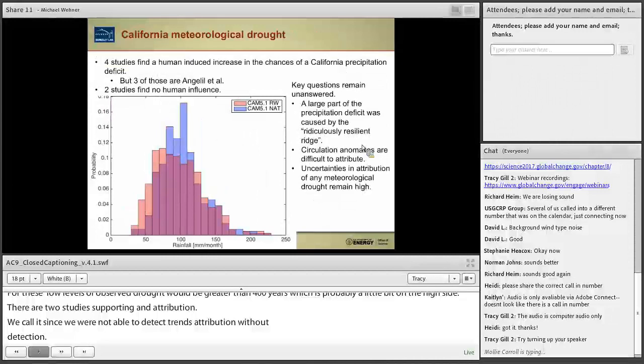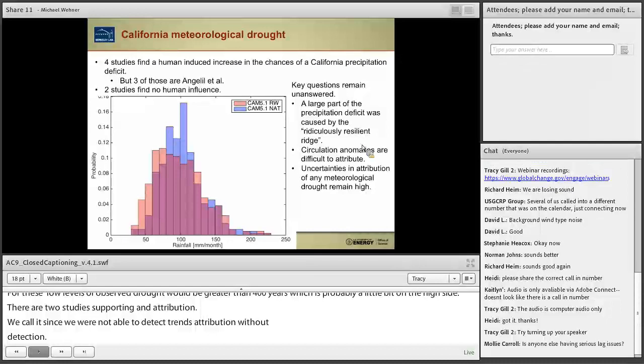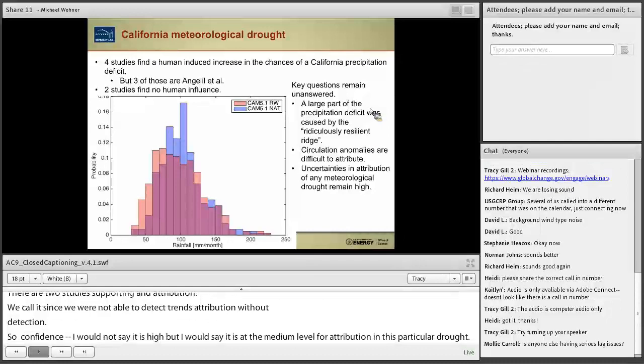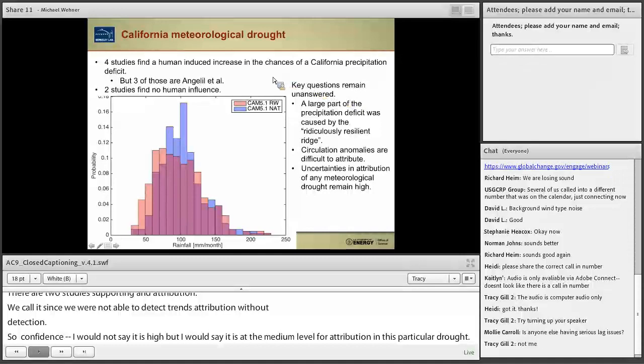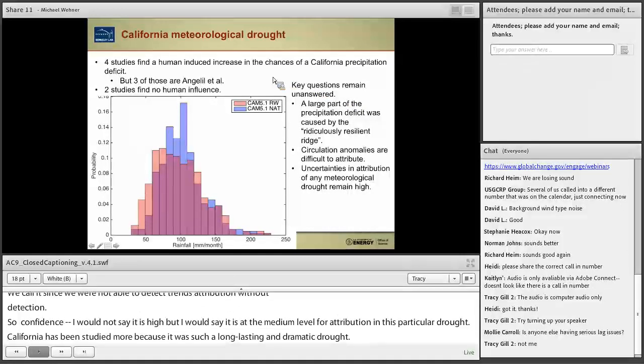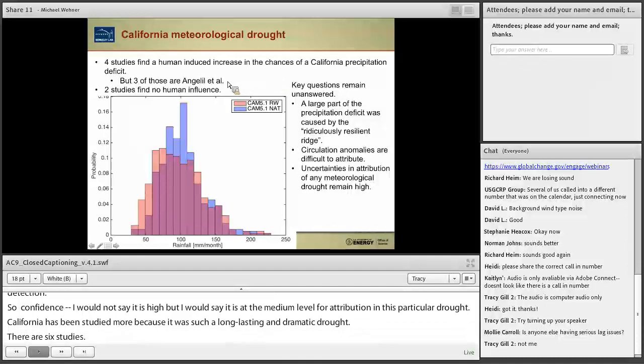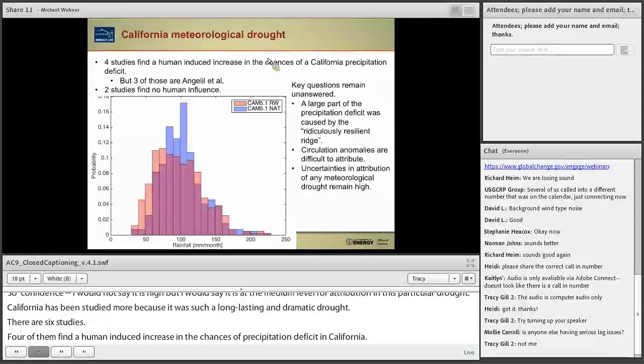California has been studied more because it was such a long-lasting and dramatic drought. And there are six studies, four of which find human-induced increases in the chances of a precipitation deficit in California, but three of those are from this paper that I referred to. So in some sense, those three are only one independent study. And so I think at the end of the day, we have two independent analyses finding an increase in the chances of a drought, and two studies that find no influence.